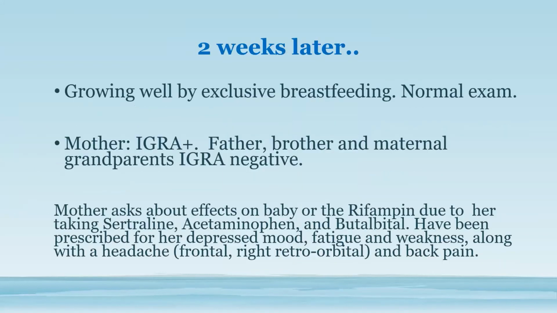So I reassessed this baby 2 weeks later, who's growing well on exclusive breastfeeding, with a normal exam. Mother had contacted the OB who had delivered her, because her actual OB, who she had been following with, was outside of the country. Her IGRA was positive. Father, brother, and maternal grandparents were all IGRA negative.